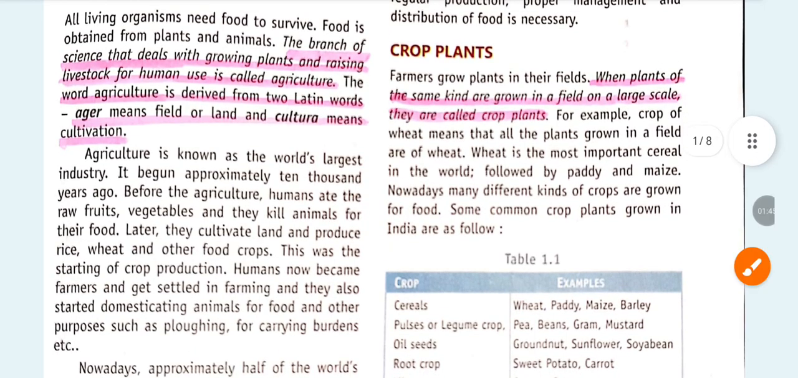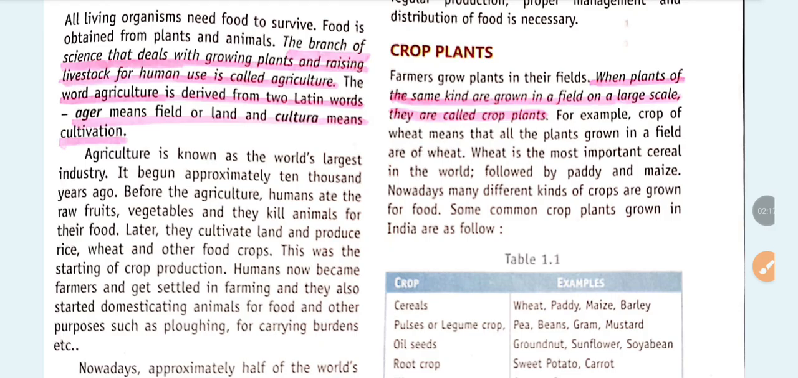Now let's see next. Agriculture is known as the world's largest industry. It began approximately 10,000 years ago. Before agriculture, humans ate raw fruits, vegetables, and they killed animals for their food. You know what? Agriculture is the world's largest industry, if you don't know, and it began approximately 10,000 years ago.